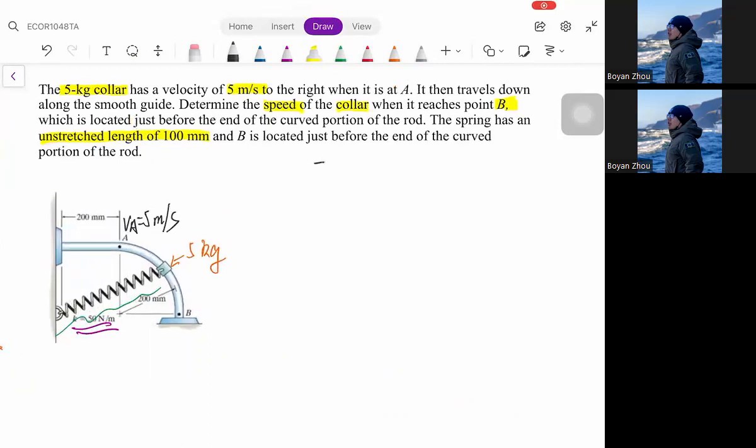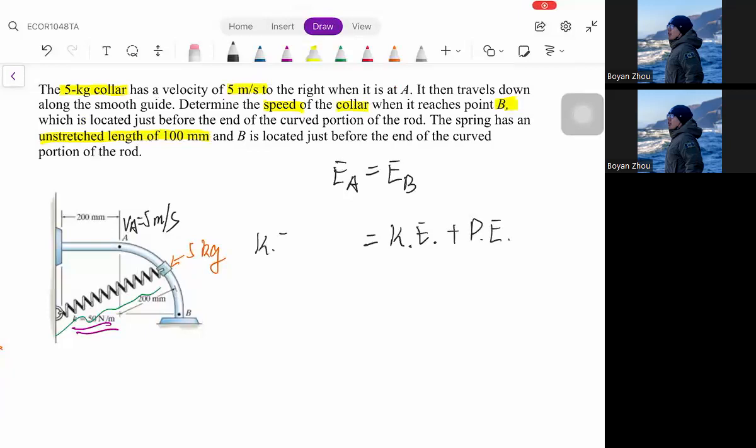So we're just gonna use the energy balance. The energy of the entire system when the collar is at point A is equal to the energy of the entire system when the collar is at point B. So it's EA is equal to EB. And the energy in all the questions in our class is gonna be the kinetic energy plus the potential energy.